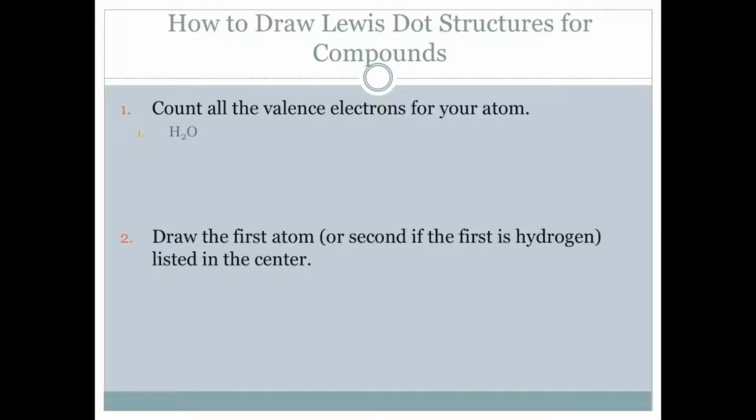So what if I gave you a compound for Lewis dot structures? And I said, all right, let's draw the Lewis dot structure for water. Well, our first step is going to be counting all the valence electrons for each element in that compound. So starting with hydrogen, we need to look at how many valence electrons one atom of hydrogen has. And we know that hydrogen is in group 1, which means that it has 1 valence electron.